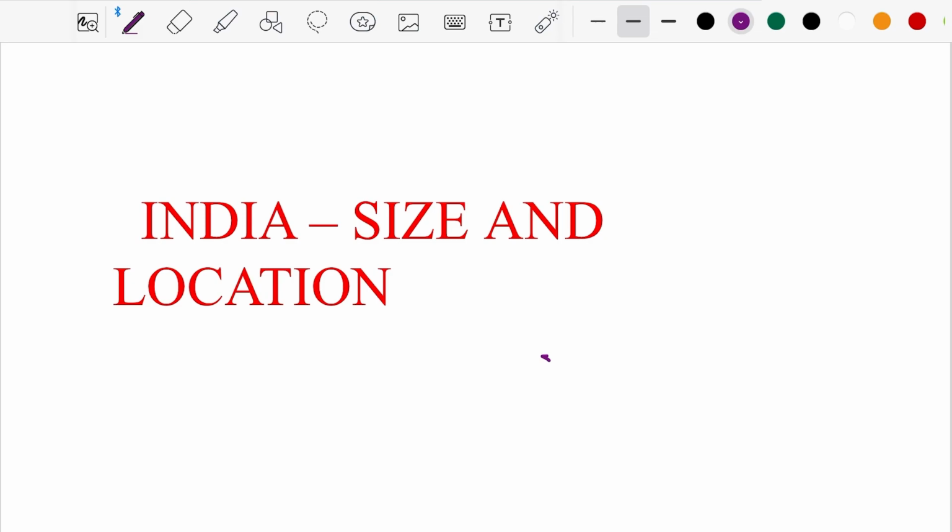I am going to teach Indian geography and the first chapter is India, size and the location. Indian geography is broadly divided into several topics. The first topic is India, size and the location.